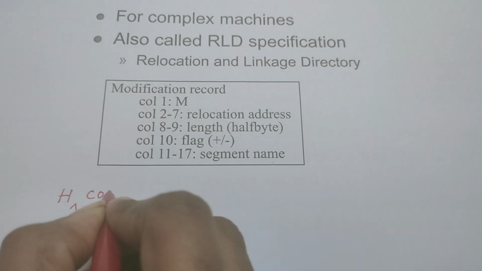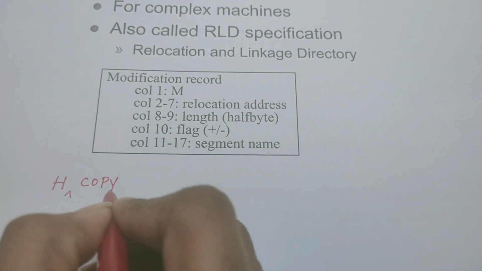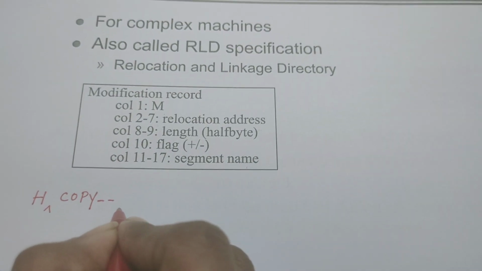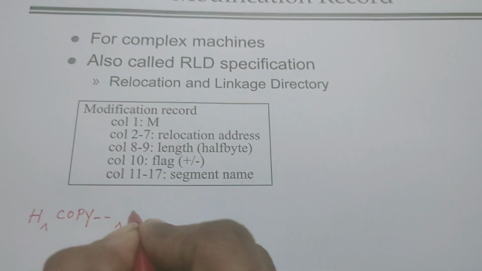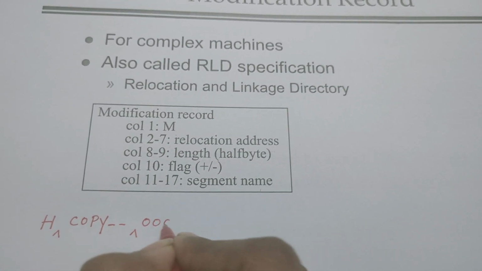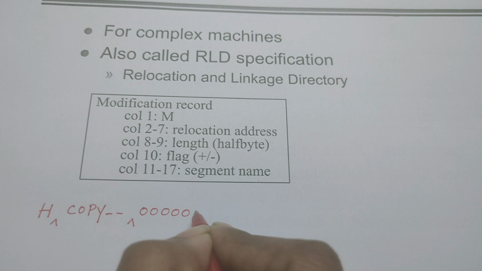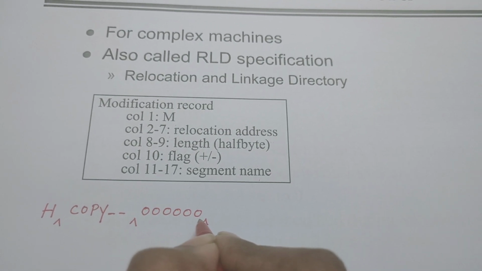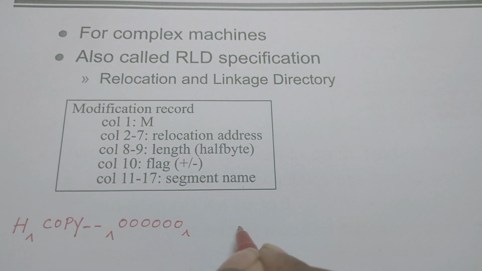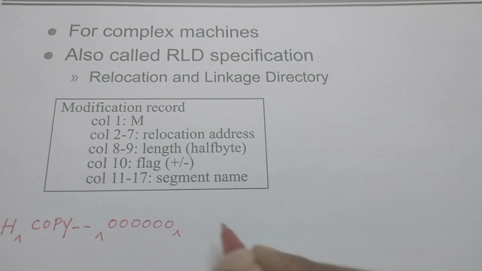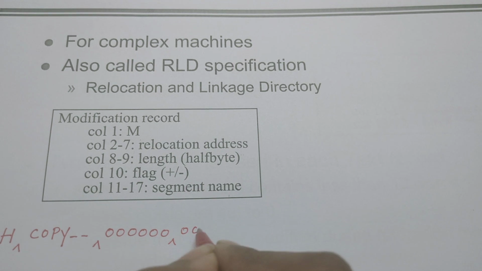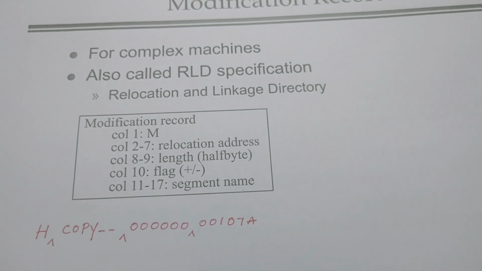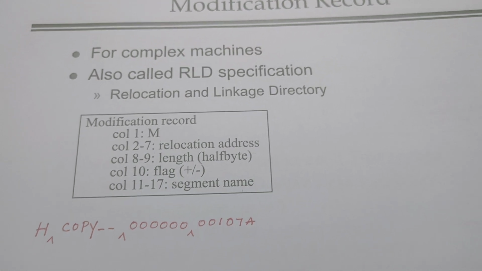For writing the program name, there are 6 columns, but the program name is copied here, so the other 2 columns are left blank now. After that, we have the starting address of the program. The starting address of the program is given as zeros. For that, 6 columns are reserved. After that, there are 6 columns which tell the length of the program. For example, let me take the length of the program as 107A. Okay, so the header record is created.